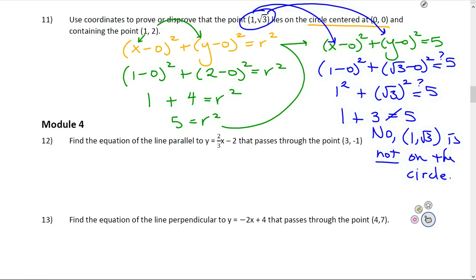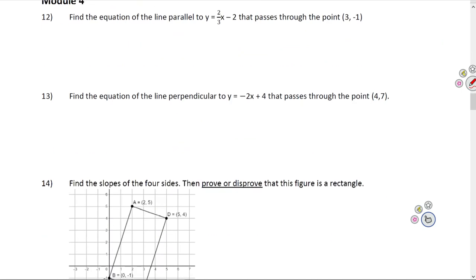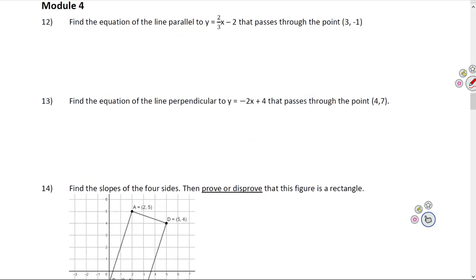Okay, number 12. I'm now on module 4. Find the equation of the line parallel to y equals 2/3 x minus 2 that passes through the point (3, -1). Let me scroll up a little bit. Well, if it's parallel, it'll have the same slope. The slope will be the coefficient of x, or 2/3.